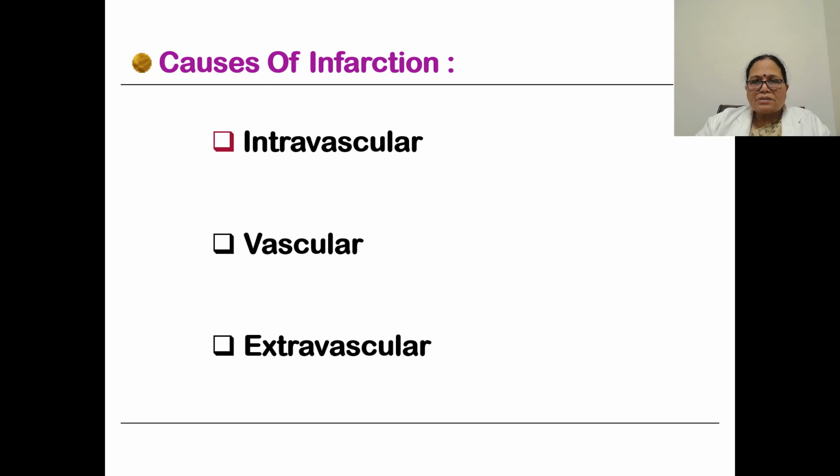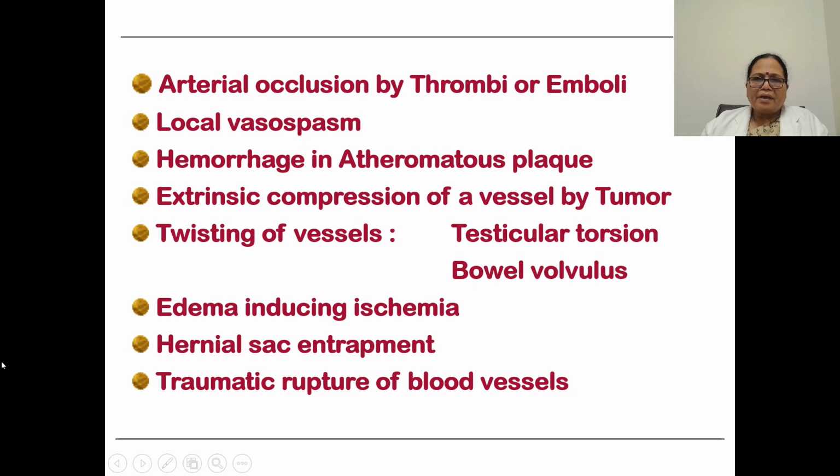So, what are the causes of infarction? They can be intravascular, vascular, or extravascular. Arterial occlusion by thrombi or emboli, local vasospasm, hemorrhage in the atheromatous plaque, extrinsic compression of the vessel by a tumor, twisting of the vessels, testicular torsion or bowel volvulus. Both these torsions are acute complications you may come across when you're doing your internship or post graduation. Edema inducing ischemia, hernial sac entrapment, and traumatic rupture of blood vessels.